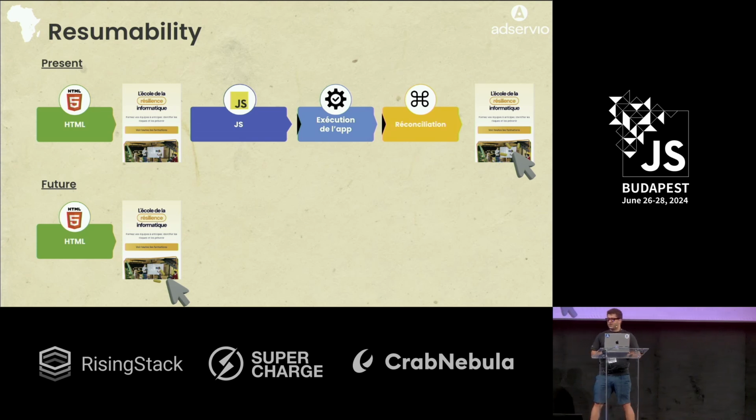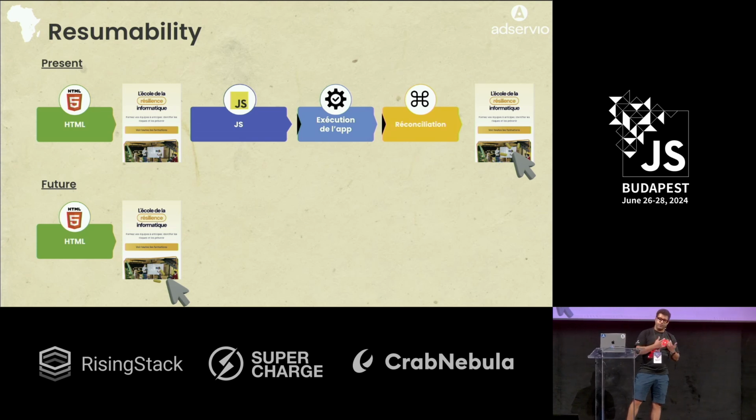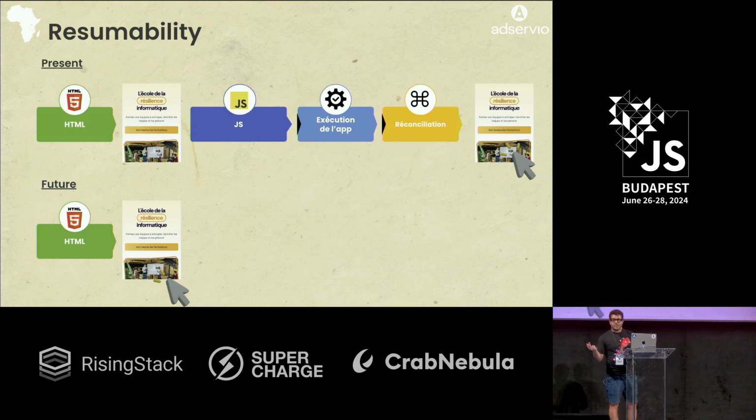Resumability is used by a framework called Qwik. So what is Qwik? It's a framework made by the creator of Angular, Misko Hevery, and he made another framework. He made the first framework, AngularJS, for the SPA, and he saw that there's a problem there, and now he tried to fix the problem that he created with SPA, okay?